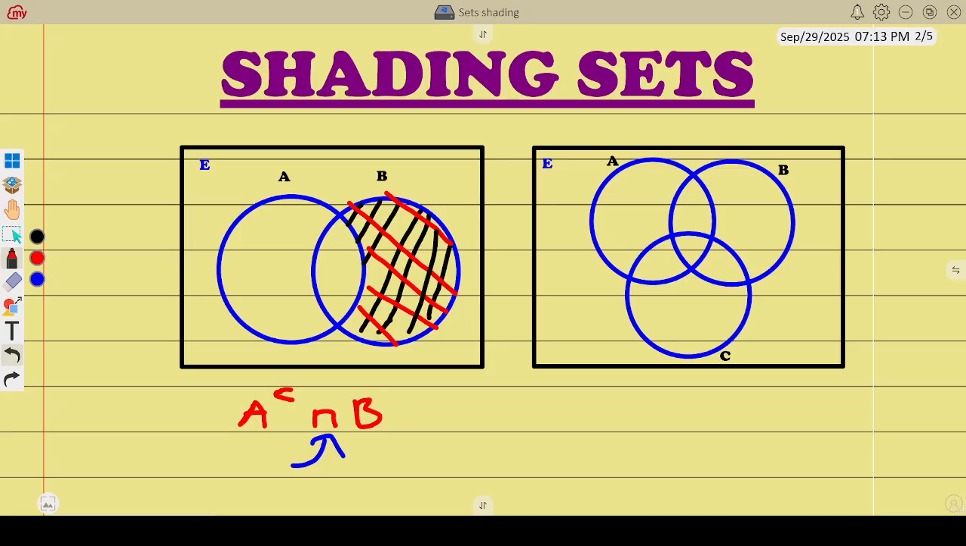What if I tell you to describe this area? How would you describe it? For this one I'll answer for you, just so that you are clear. You can see there's nothing in B which is not shaded, so B complement. And then we say intersection. This is A intersection C. So this is baby stuff.